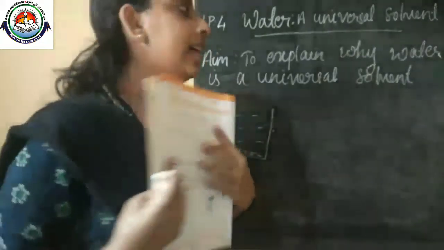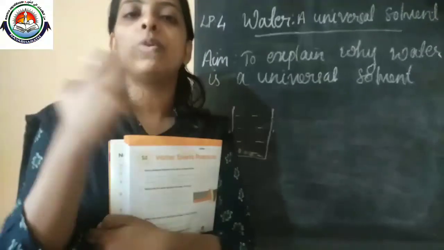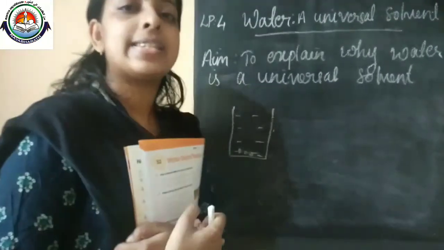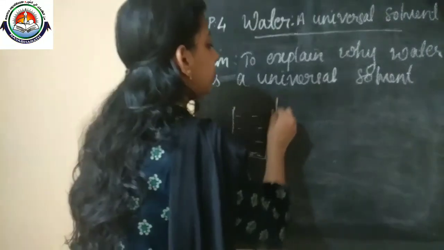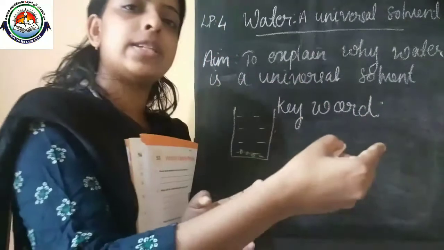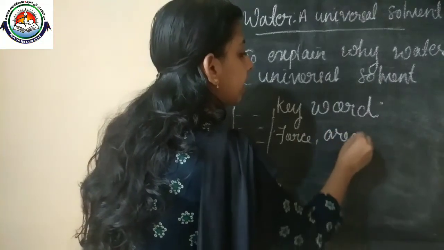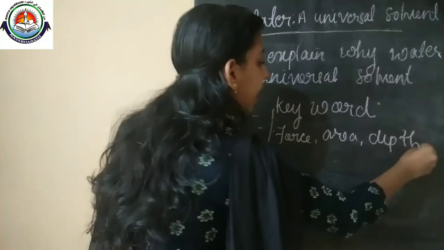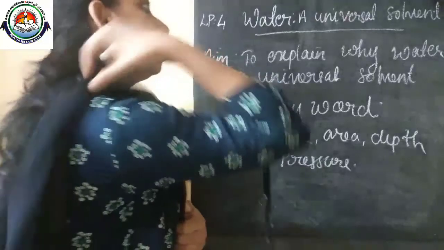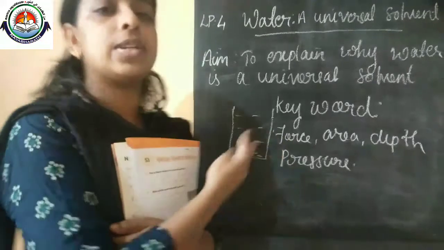Are you clear? So that's all about today's class, in which we discussed two new properties of water: that water exerts pressure and that water is a universal solvent. So what are the keywords that we discussed in this lesson? In these two lessons together we can write: in the first lesson we learned force, area, depth and pressure, right? Yes. And in the second lesson we learned universal solvent. Okay, so water as a universal solvent.